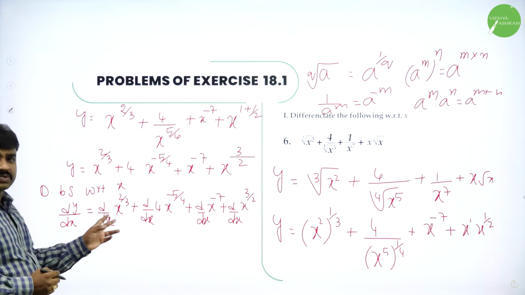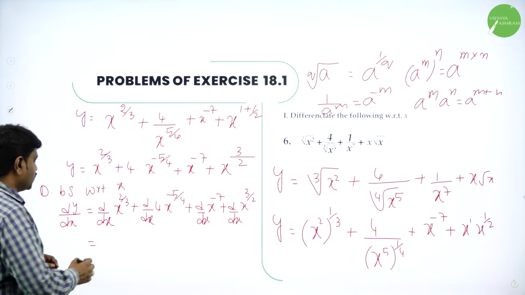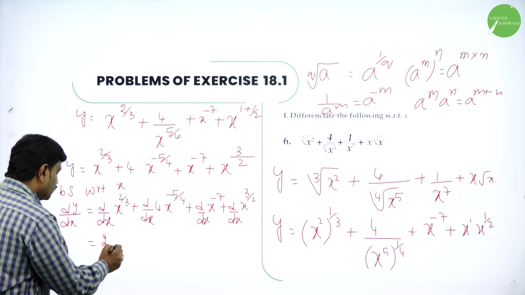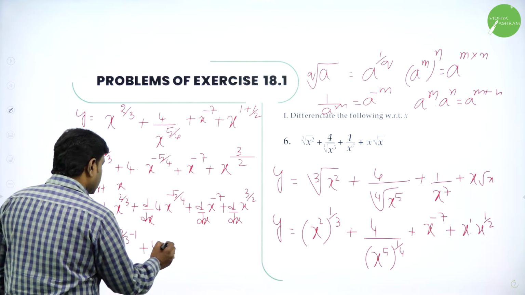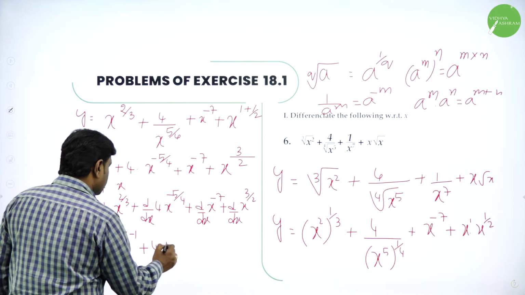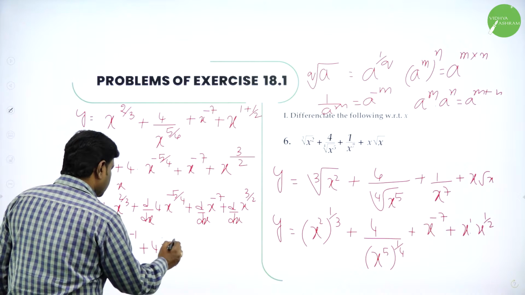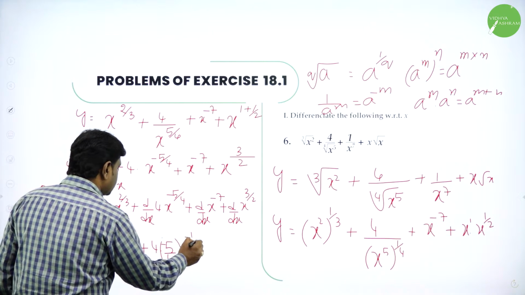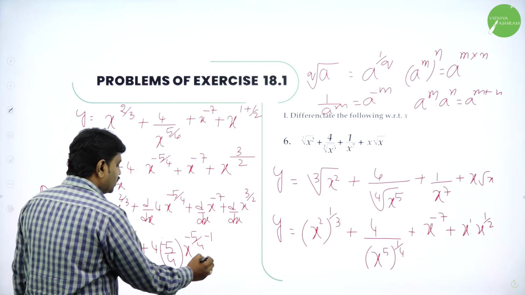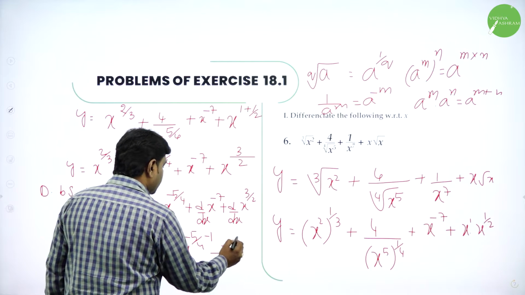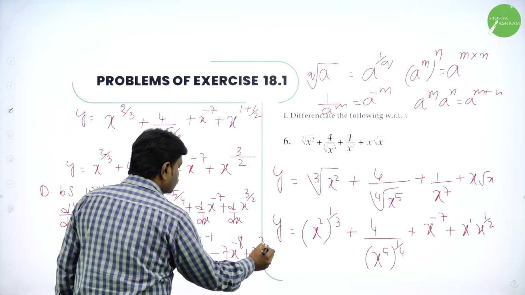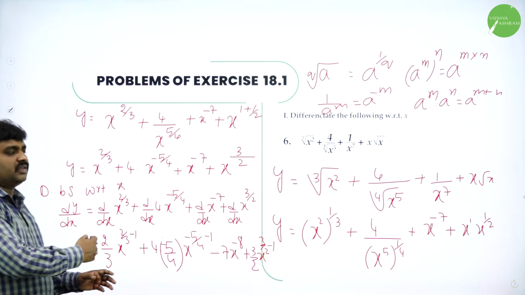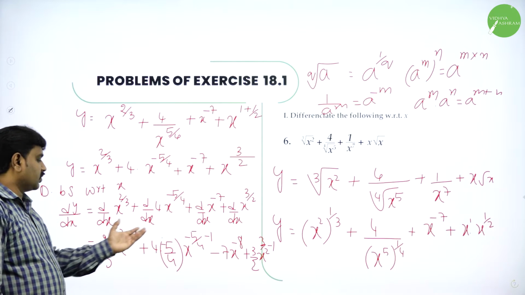Now d by dx of x power n is n into x power n minus 1. So it will become 2 by 3 into x power 2 by 3 minus 1 plus 4, take it out, and differentiation of this is minus 5 by 4 into x power minus 5 by 4 minus 1, and the derivative of this is minus 7 x power minus 8, and the derivative of this is 3 by 2 into x power 3 by 2 minus 1. Further, I am leaving it to you. You can take LCM and you can simplify.